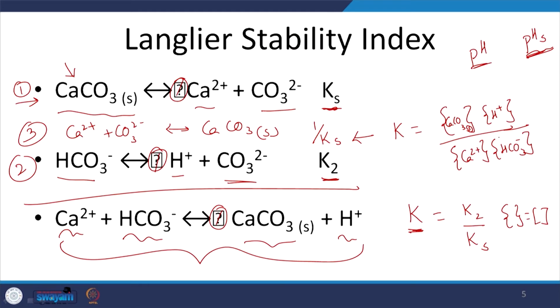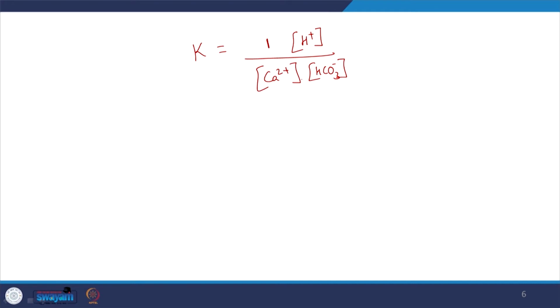Here, I have the equilibrium constant. For the relevant solid, it's 1. And I'm now approximating the activities by the concentrations, right? So this is what we have. Let me make sure I put it down right. Yes, that is fine. And now I just want to take the logarithm.